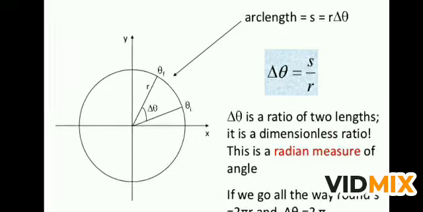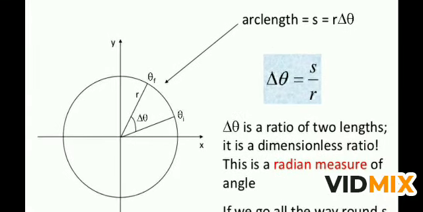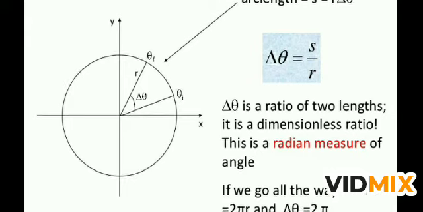Now if you see in this figure, delta theta is equal to s by r. The arc length is s, and s is equal to r delta theta, or we can say delta theta is equal to s by r. So delta theta is the ratio of two lengths. It is a dimensionless ratio, and this is the radian measure of the angle.